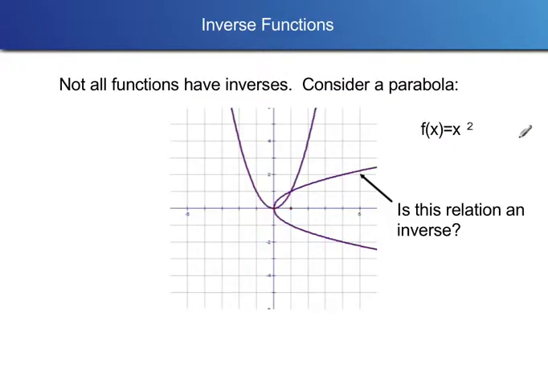Not all functions have inverses. I want you to consider a parabola. If I take my parabola, f of x equals x squared, and I reflect it over my line y equals x, you'll notice that this is my reflection. This is a relation, but it is not an inverse. An inverse is a function. So this is not an inverse. The inverse is a function.